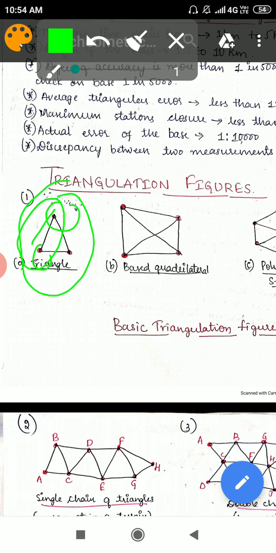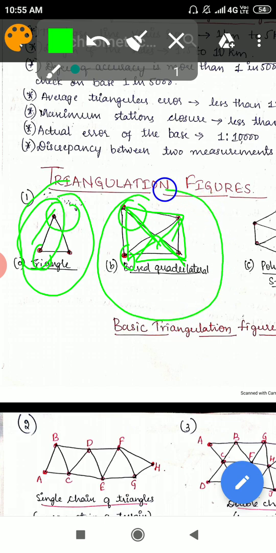Same procedure in based quadrilateral. Okay, in these cases, first we have to select point 1, point 2, and we will get the baseline. By using the baseline, we will form a triangle. By using this triangle, again we will form one more triangle. Again same things, and these quadrilaterals or triangles cover the entire area. That is nothing but the triangulation system. By using triangles, we will survey the whole area. That is nothing but the triangulation system.